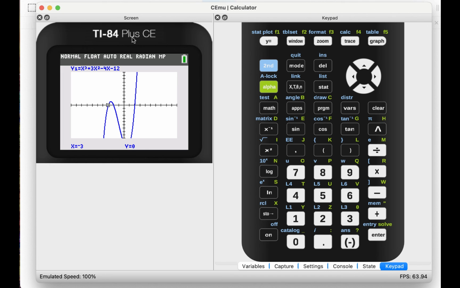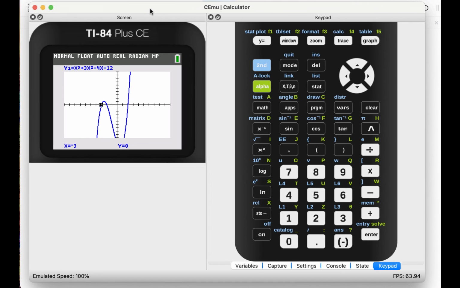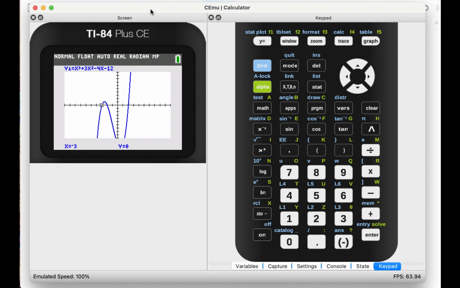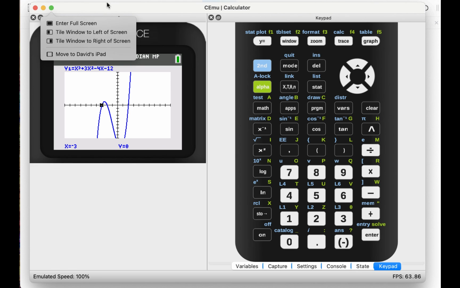So there's no real need to actually factor this one. You could just use the calculator and read off the zeros. But it's always good to know how to factor these as well.